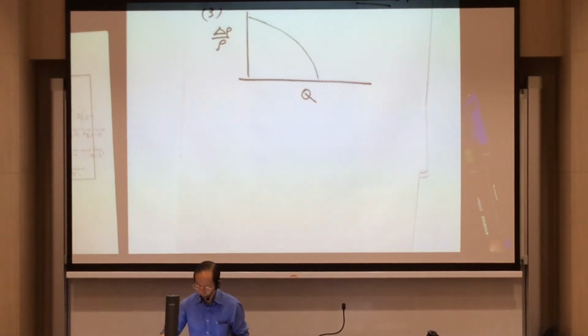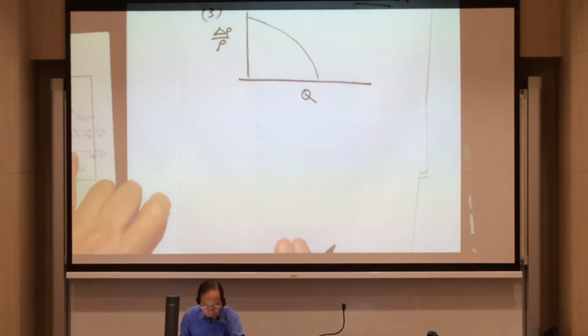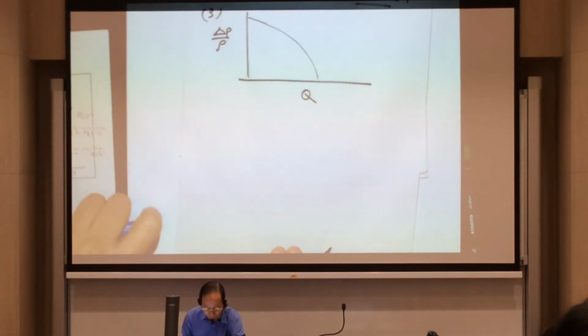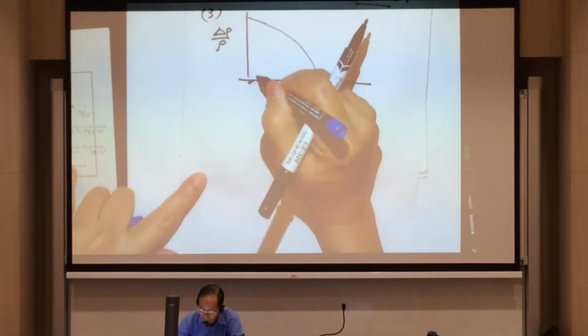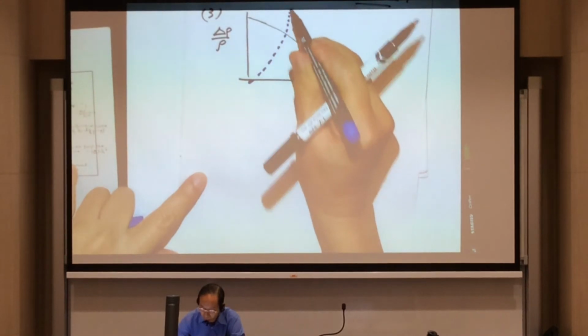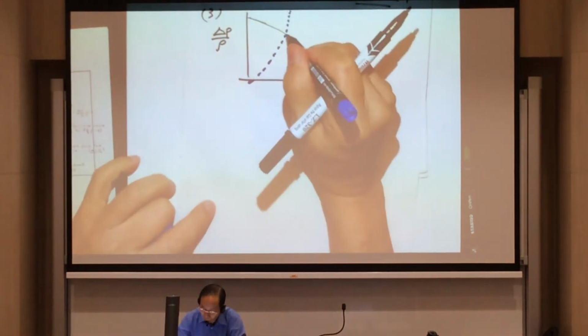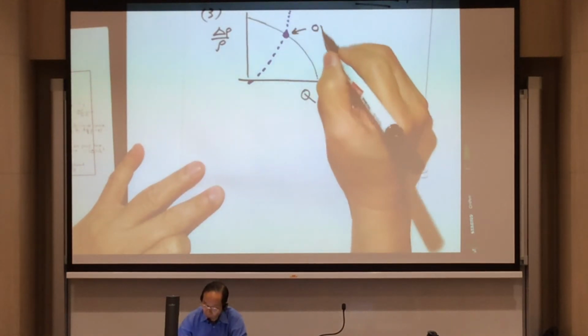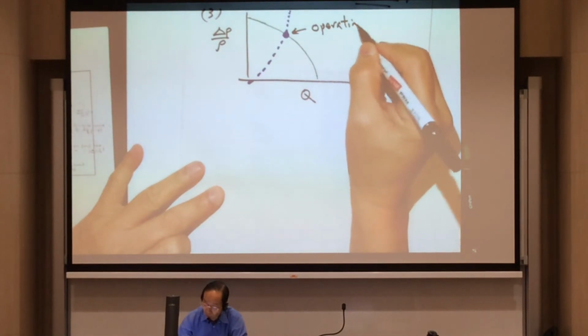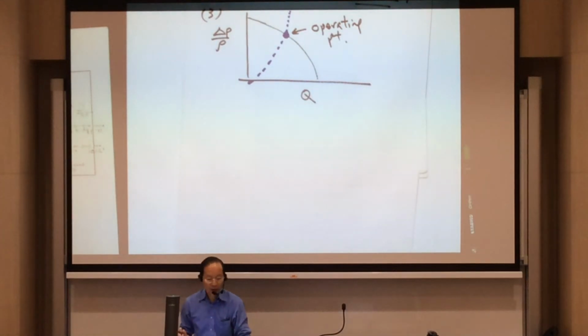And then, what about the pipe system curve? You have delta P over rho is equal to 8.7 V squared, and V is related to Q. So if you were to plot it out, you will probably end up with something like that. And when they meet, that is your operating point. The point where it gets its optimum performance.